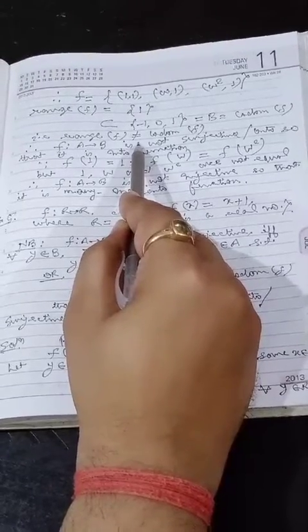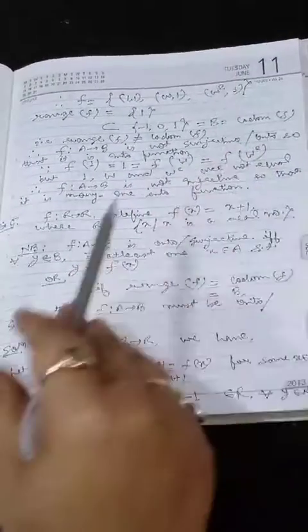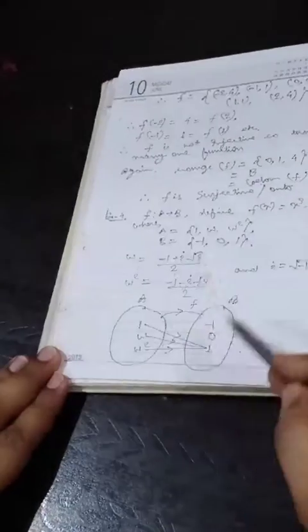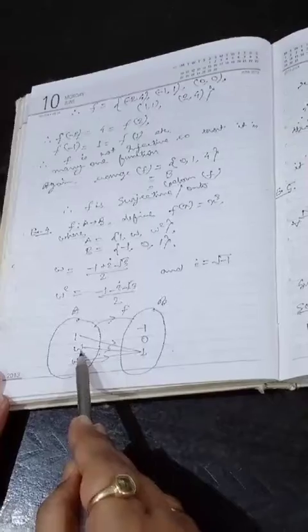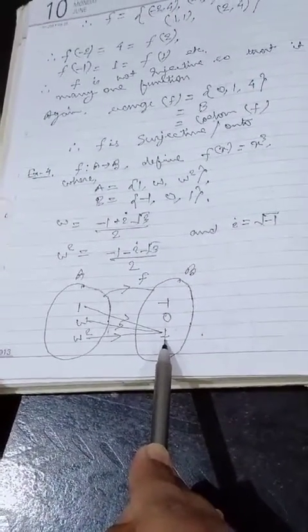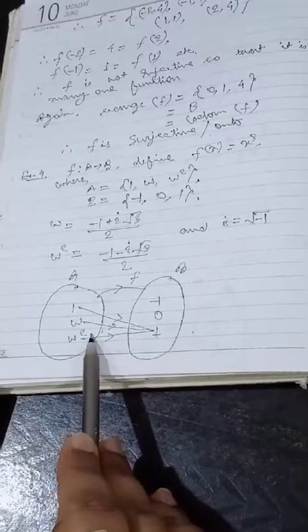Those functions which are not onto are called into functions. And also we can say that this function is not injective. It is so because for more than one element in the domain of the function, there is a single image in the codomain of the function. So that's why we can say that it is not an injective function.